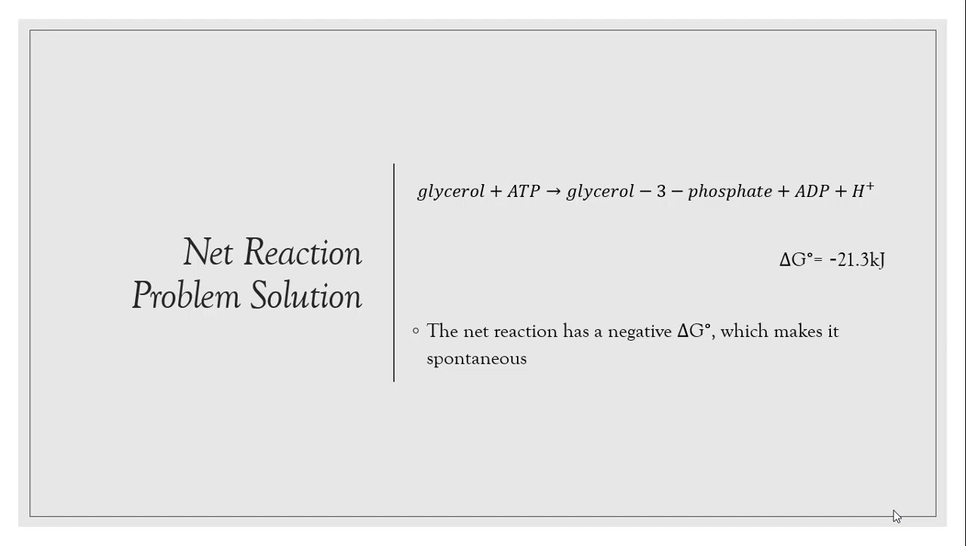So the conversion of ATP to ADP, which has a negative delta G naught, was enough to make the reaction that couples it, ATP hydrolysis, with glycerol phosphorylation into a spontaneous reaction, despite the fact that the delta G naught of the glycerol to glycerol 3-phosphate reaction is positive.